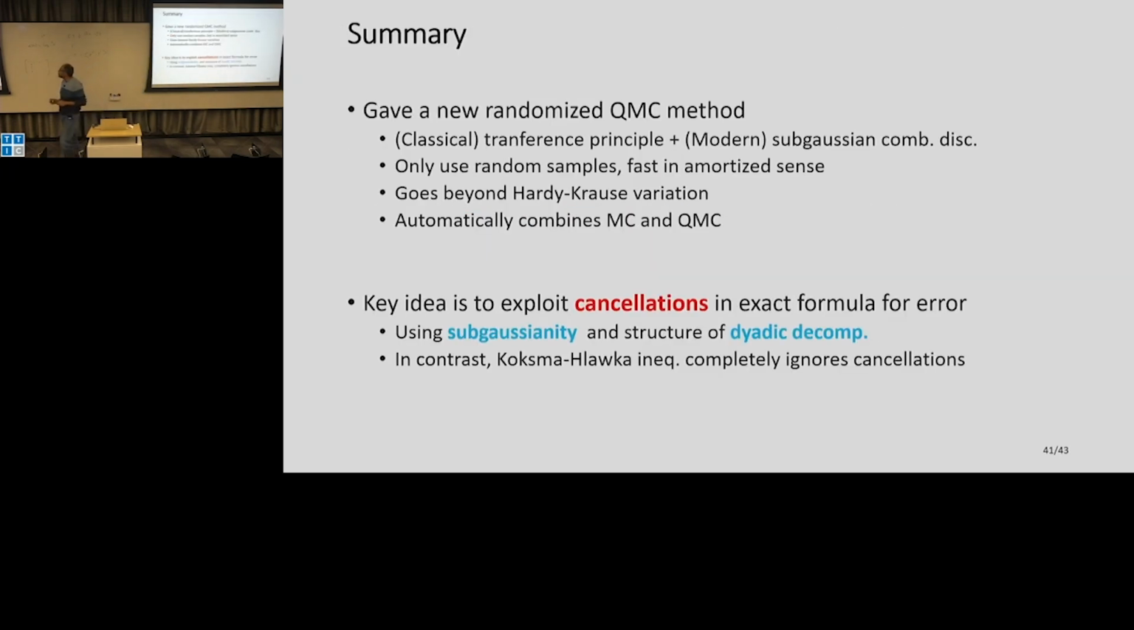To summarize, we saw a new randomized QMC method which used this old, well known technology together with new modern combinatorial discrepancy tools which get you sub-Gaussianity. This has some nice properties: we can go beyond Hardy-Krause, we only use random samples, the algorithm is fast, and it automatically combines MC and QMC. I think the key technical idea was to go beyond Hardy-Krause, not by ignoring the cancellation, but by going back to the actual Hlawka-Zaremba formula.